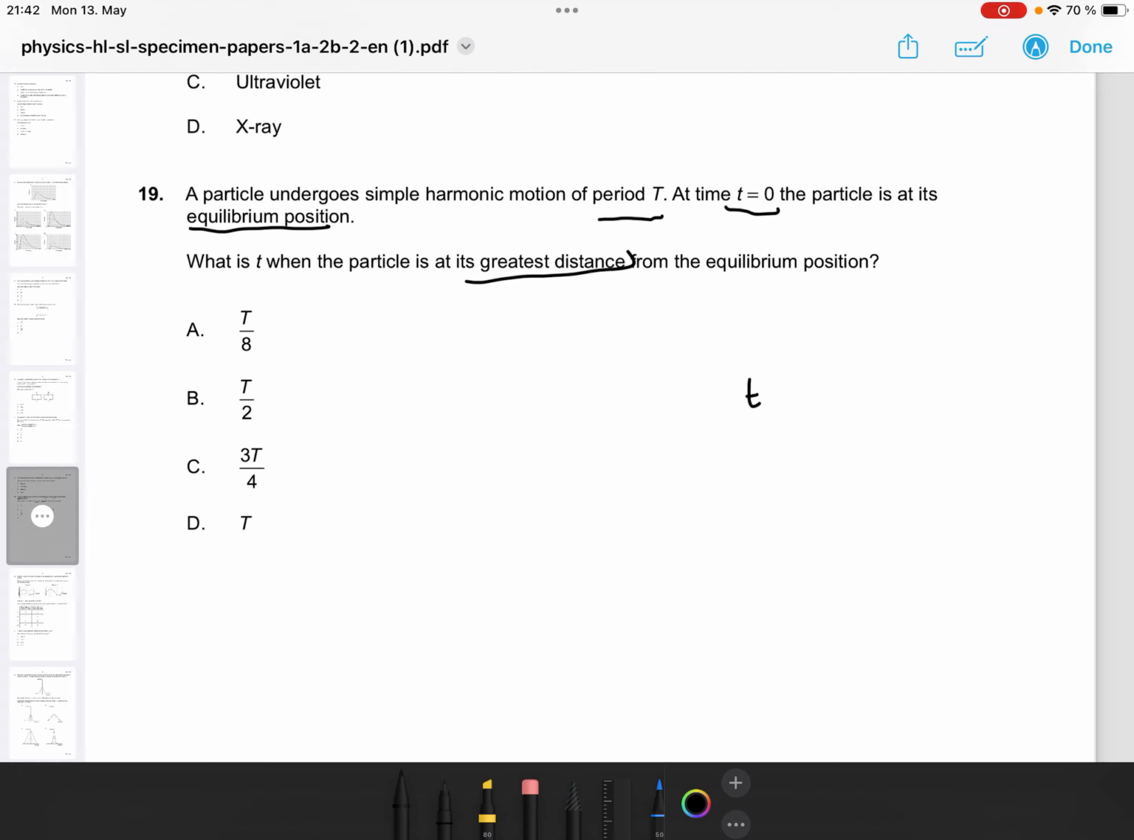So at t equals 0, the particle is here. Then at t equals T over 4, the particle will be here. And then at T over 2, the particle will once again be here. And now at 3T over 4, the particle will be here. And at T, the particle will once again be here. Now we can see that the maximum displacement occurs here or here. And as 3T over 4 is an option, our answer must be C.